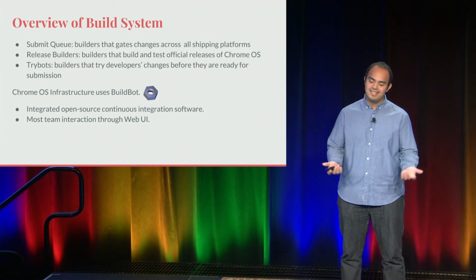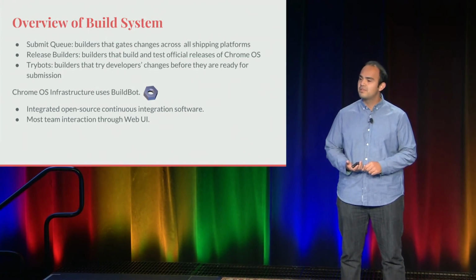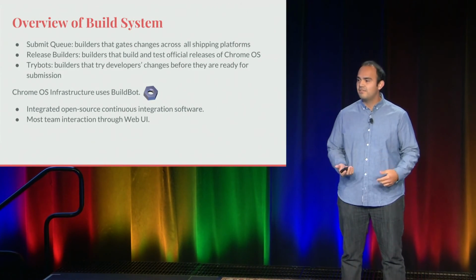And we also have try bots, which are basically an infrastructure service that allows you to emulate any of our bots that do builds or tests, so that developers can say, hey, my submit queue failed. I don't quite understand. I don't have, you know, a CR48 on my desk. How do I reproduce this? Hey, run a TryBot, and it'll run both the build and the test in our physical lab.